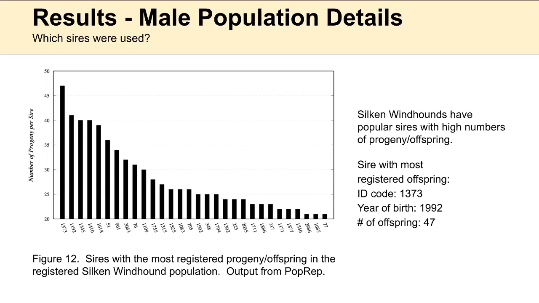And just going off of this data, if 1373 existed today, by FCI guidelines it would be recommended he be removed from stud because he would have made more than 5% of the registered puppies in a 5-year period. And that would have been decreasing the diversity that you would have available in the breed.